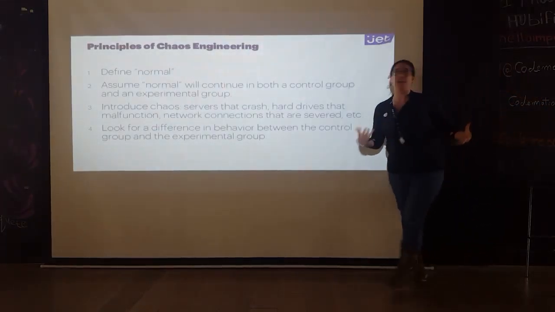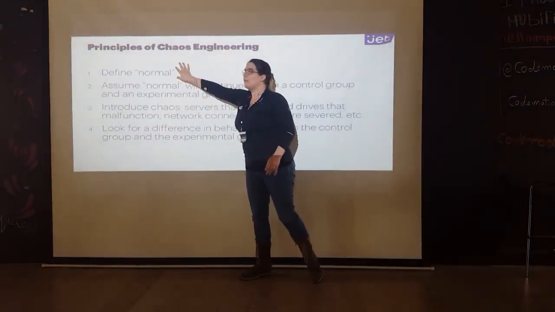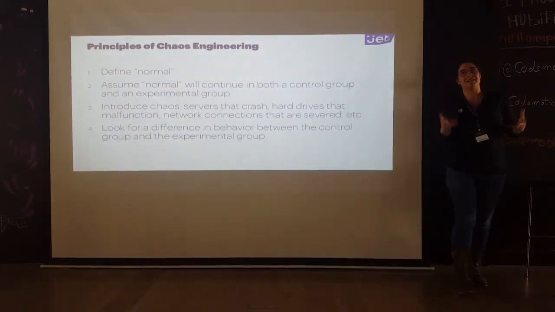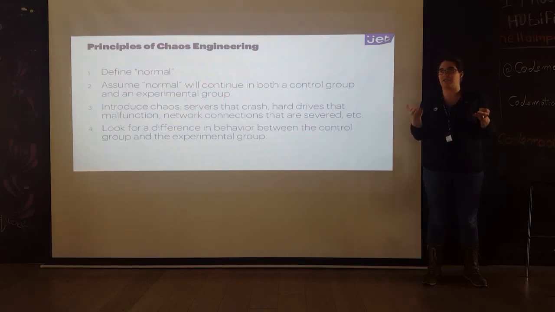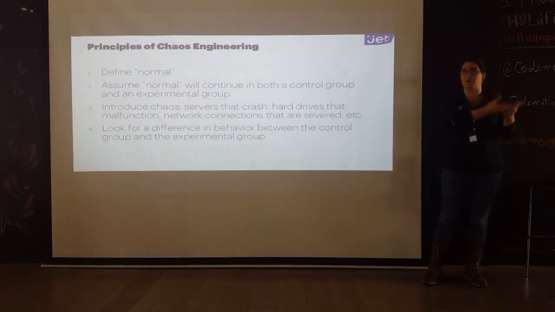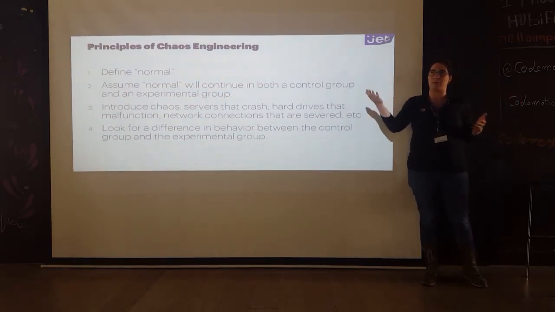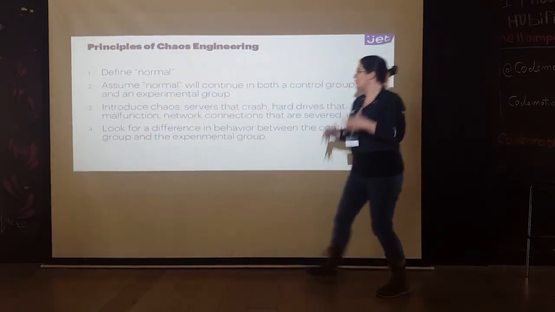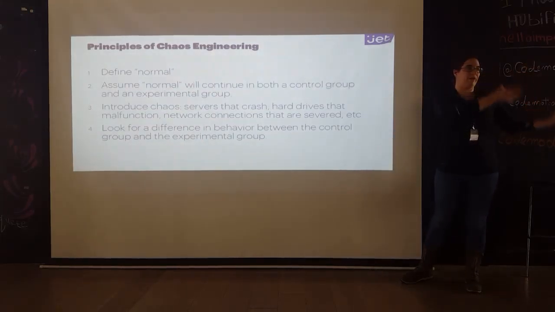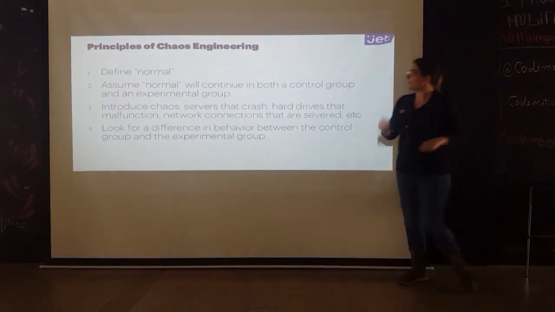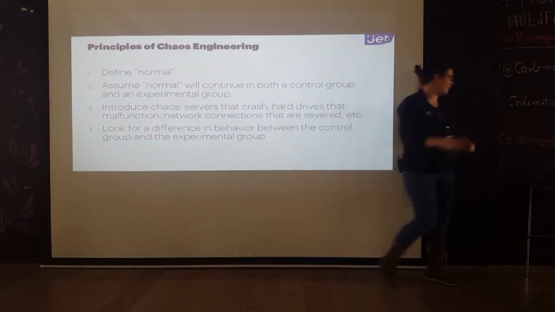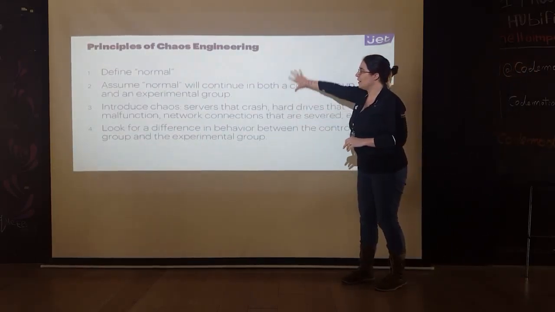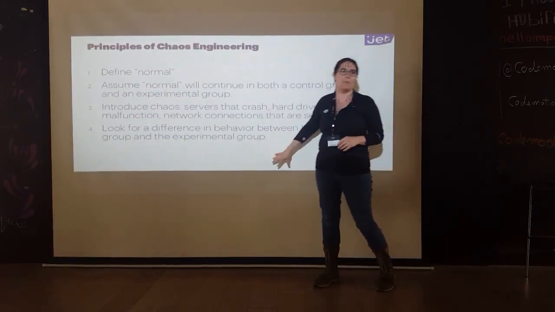The principles of chaos engineering. Define what your normal state is. The site is up and running and you can proceed through, purchase an item or place an item in a shopping cart and purchase it. That's normal. And assume that normal will continue if you have a control group and an experimental group. There's a website, principlesofchaos.org. So these are paraphrased from that site.